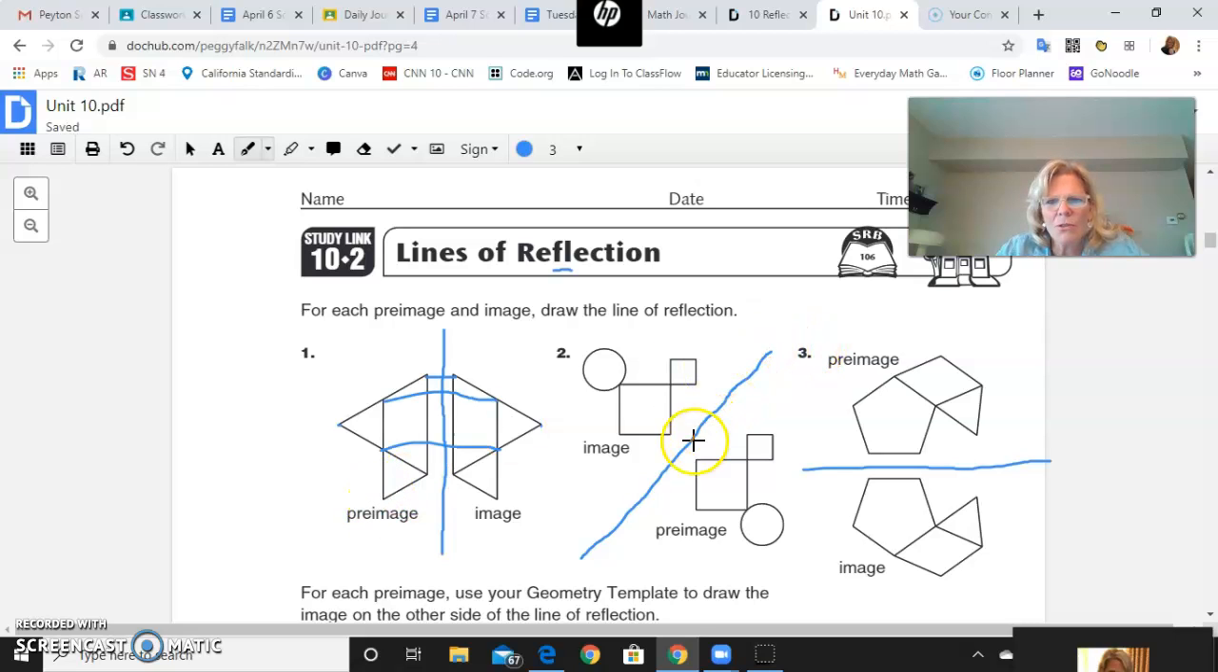Okay, this one you would draw here. So this point here on the circle would be equidistant of this point. Okay, this point and this point, this point, this point, and so on. Okay, so here would be the line of reflection there.